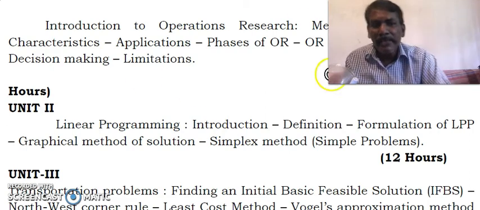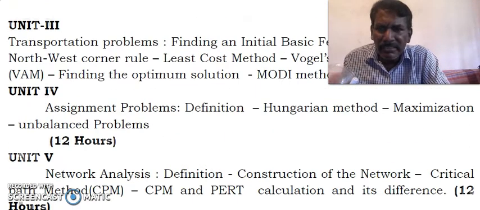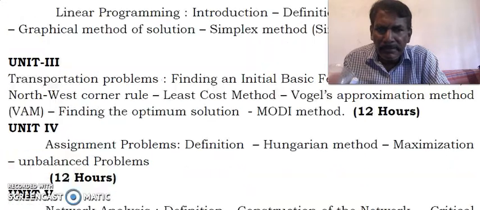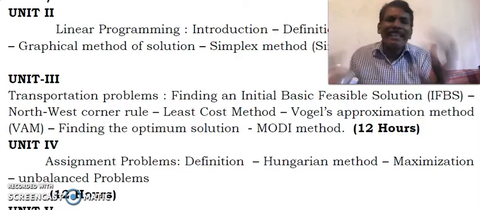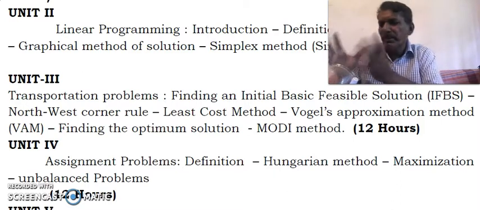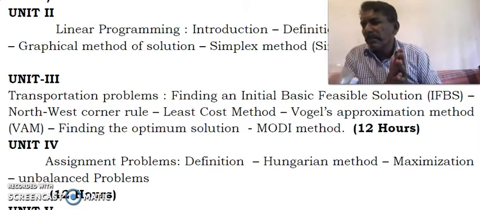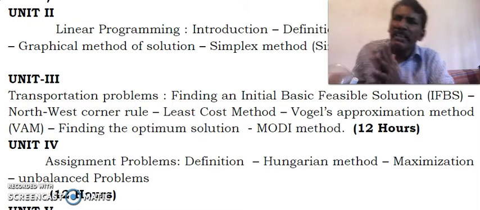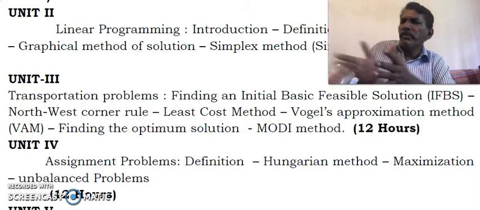Coming to unit number 3. We talked about the transportation problems. That is, some items are produced in some places, and we have to transport them to some other places with the lowest transportation cost. That's what we call the transportation problem.